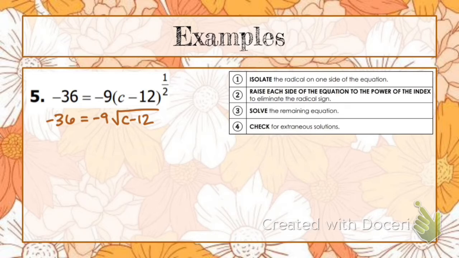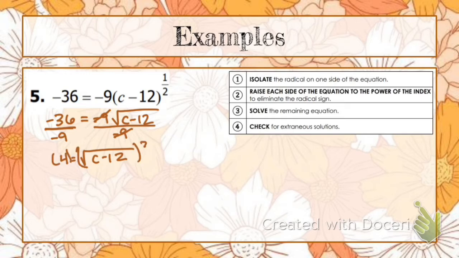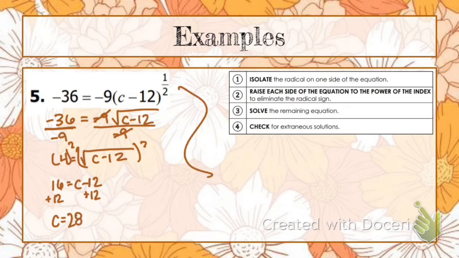So here we are multiplying by negative 9, so we need to divide by negative 9. And negative 9 divided by negative 9 is 1, so that cancels. And negative 36 divided by negative 9 is positive 4. So 4 equals the square root of c minus 12. So then we get to square both sides. So we have 16 equals c minus 12. We add 12 to both sides, and we're going to get that c equals 28. And then we have to check our answer.